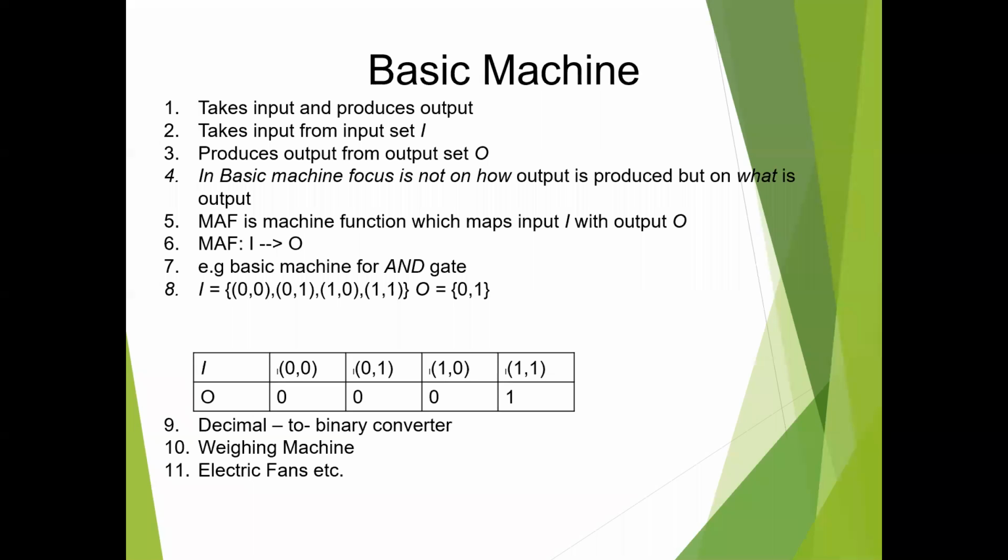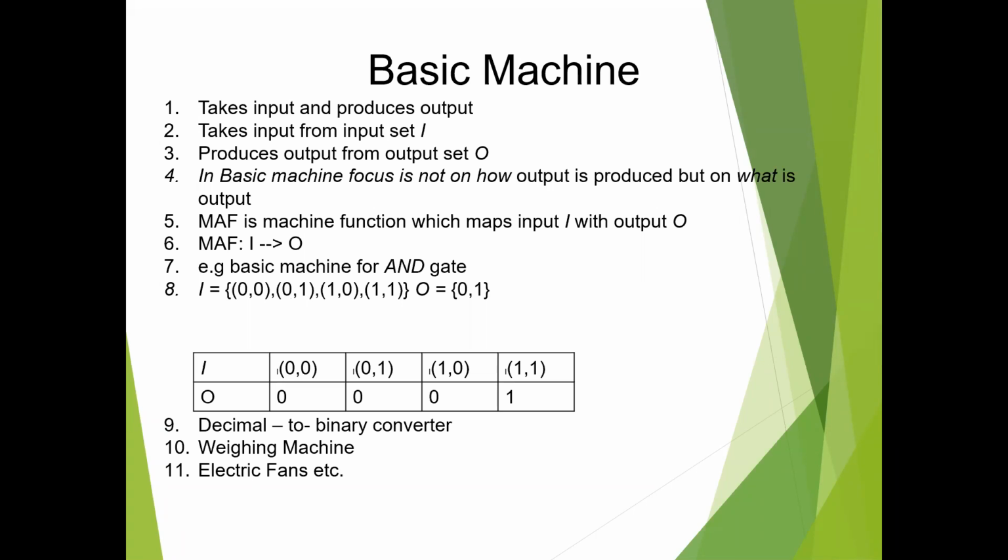We just know that the input given and the expected output is this. We also know what the output will be, so we can predict that after giving input as 0 0, the output will be 0, that we know. So we are not thinking about how this AND gate is producing the output.